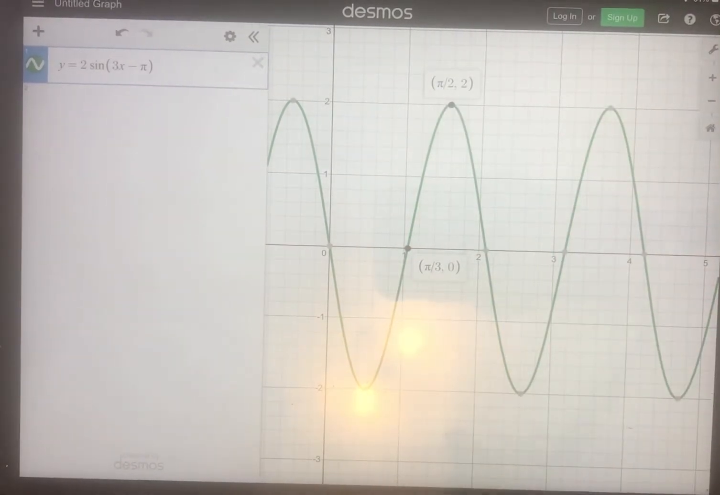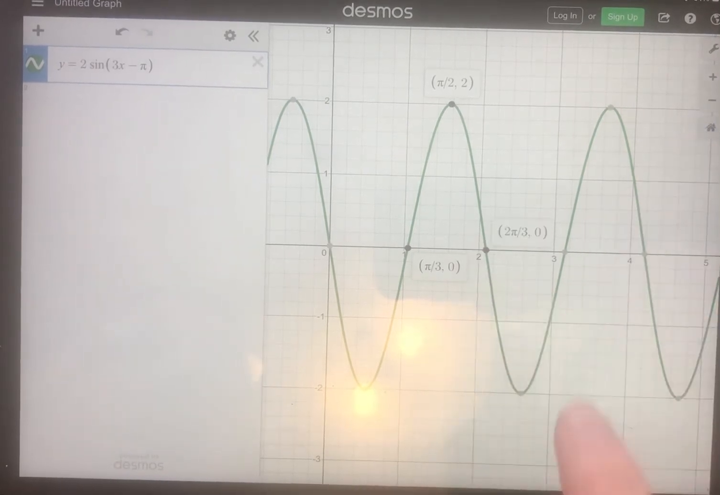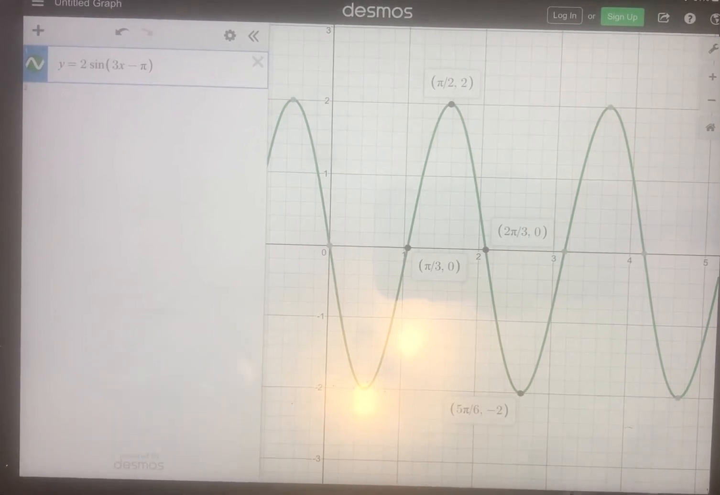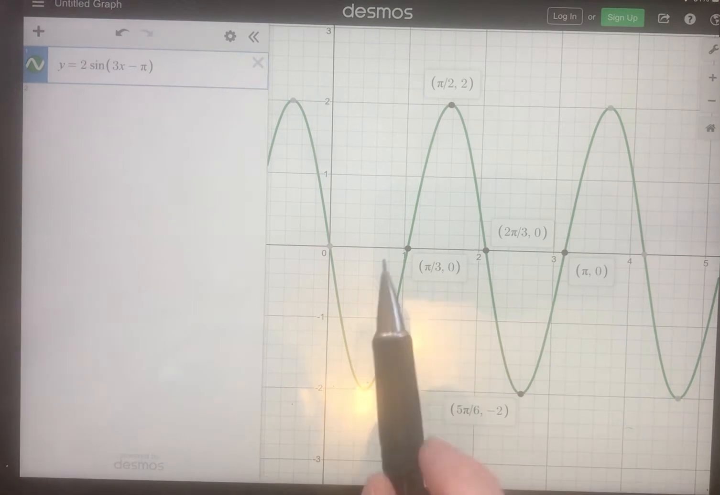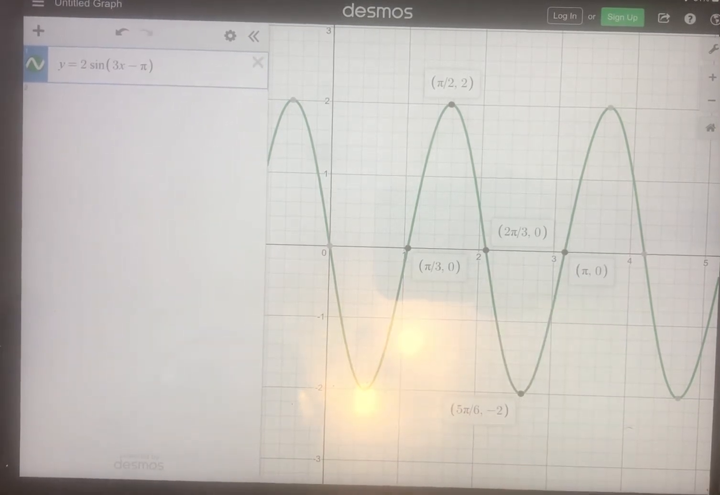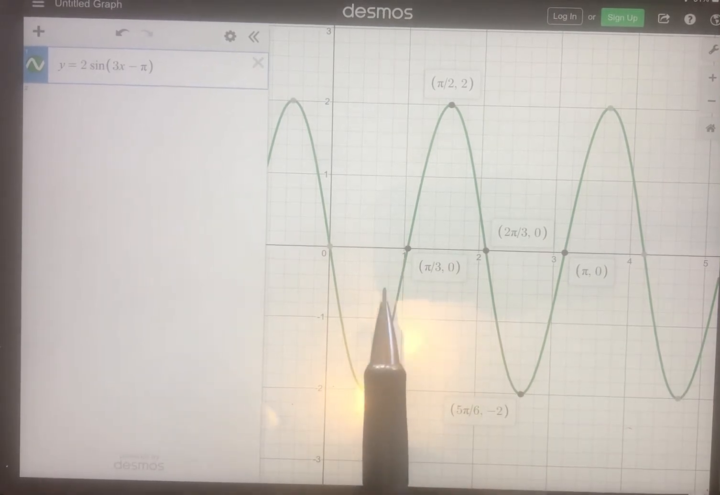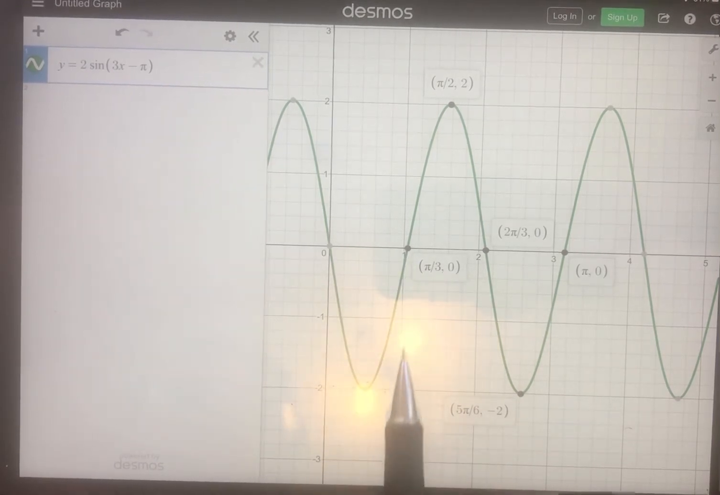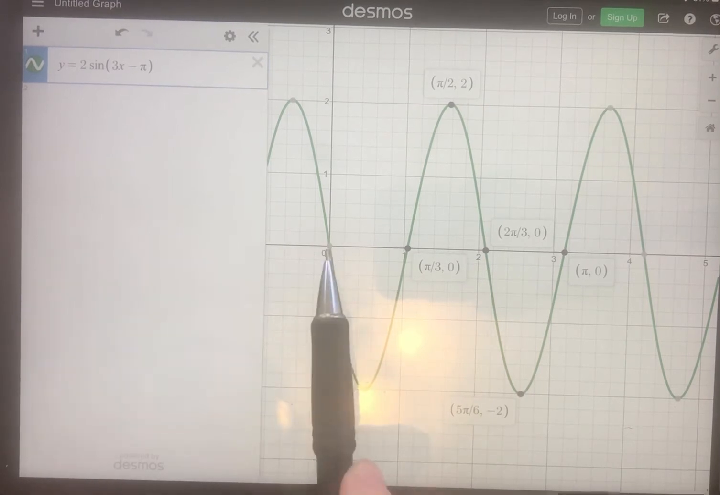Here is pi over 2 comma 2. Here is 2 pi over 3 comma 0. Here is 5 pi over 6 comma negative 2, and these are matching on my table. And then there's the point pi comma 0. So from here to here is the one period after it's been displaced. It just so happens, and I did not know this, obviously, I got caught unprepared, that when we go back, because of this displacement, we actually go right back and hit the origin.